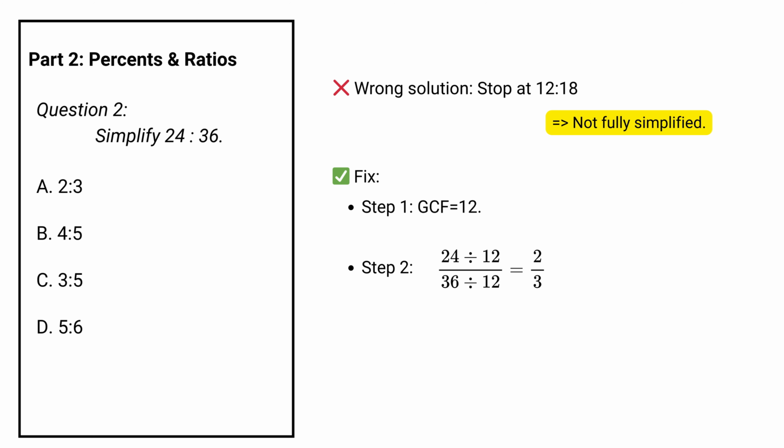Divide both numbers by 12. 24 divided by 12 is 2, and 36 divided by 12 is 3. So the ratio simplifies all the way down to 2 to 3.